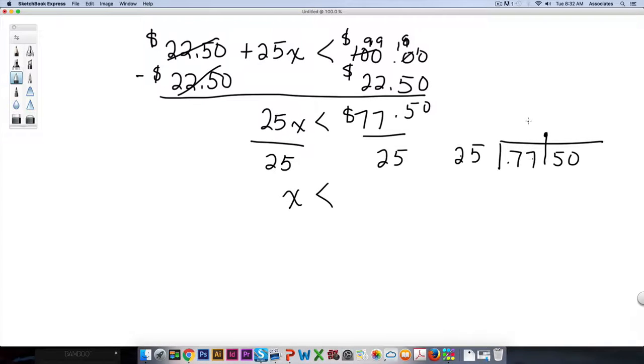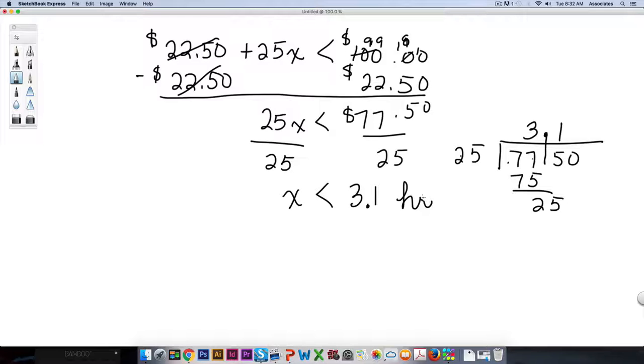25 can't go into 7, but it can go into 75 3 times. I get 75. Oh, 25 goes into 25 once. So he has to work less than 3.1 hours in order to keep the bill less than $100.